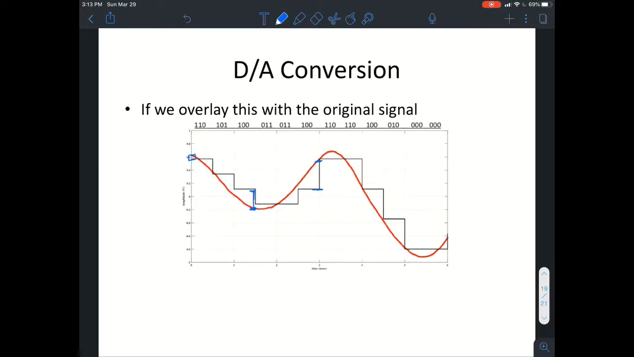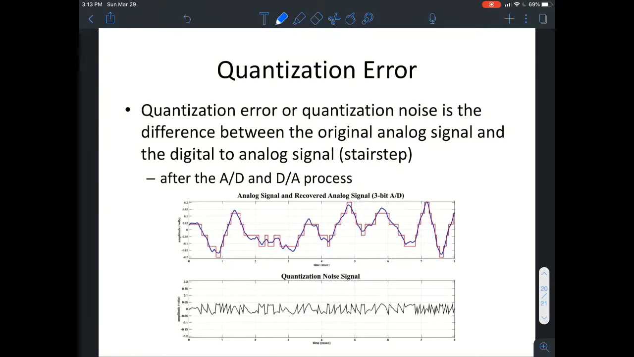error or quantization noise. And quantization error or noise is that small difference between the original analog signal and our digital to analog signal that's been recreated, or I'll say quote unquote reconstructed. So it's that rebuilt signal and the small difference between those two things. You can see in this example we have here at the bottom of the page, we have a 3-bit analog to digital conversion, and we end up having what is approximately 0.05 plus or minus volts in error.